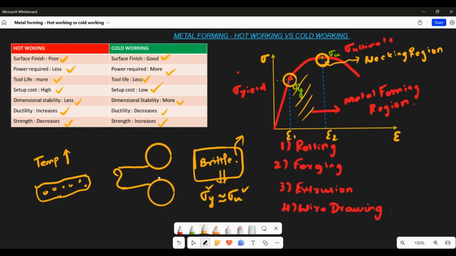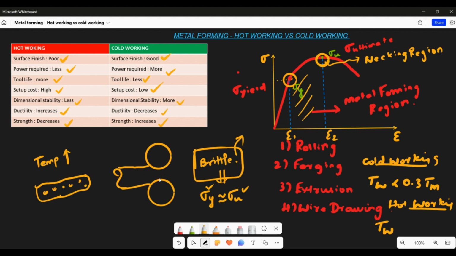So let me explain. In cold working, the working range is less than 0.3 times Tm. Tm is the melting point temperature. In hot working, the working temperature will be greater than 0.65 Tm. That is the recrystallization: we are working above the recrystallization temperature in hot working, and below the recrystallization temperature in cold working.